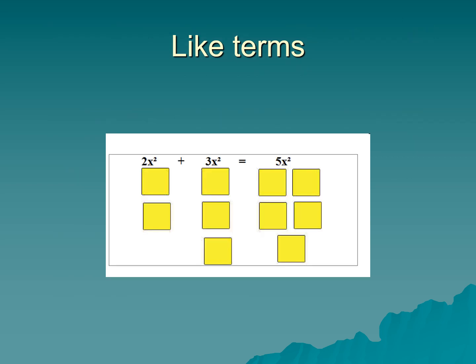Basically, if you have like terms, you can add them just by counting up how many there are. So if you have 2 on one and 3 in another, put the 2 and the 3 together and you get a total of 5. And that's simple. It's just really counting or adding the coefficients.